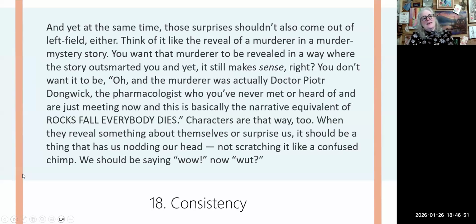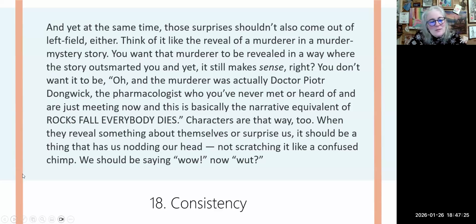18, consistency. And yet at the same time, those surprises shouldn't come out of left field either. Think of it like the reveal of a murderer in a murder mystery story. You want that murderer to be revealed in a way where the story outsmarted you, and yet it still makes sense, right? You don't want it to be, oh, and the murderer was actually Dr. Poiter Dongwick, the pharmacologist who you never met or heard of and are just now meeting and is basically the narrative equivalent of Rock Falls, Everybody Dies.